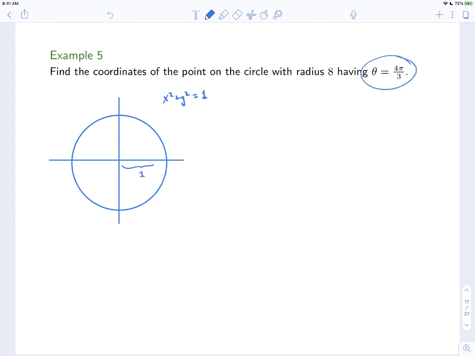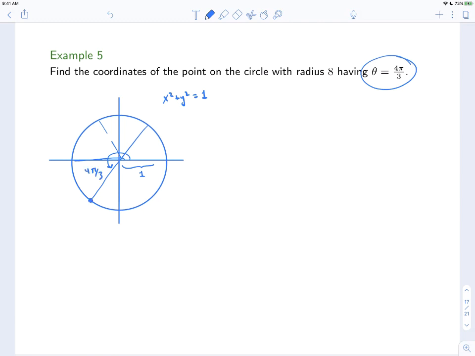So here the angle is theta equals 4 pi over 3. So 1 pi over 3, 2 pi over 3, 3 pi over 3, 4 pi, well that's a little off. Let's try that one more time. 4 pi over 3 is right about here. So this is the angle 4 pi over 3.